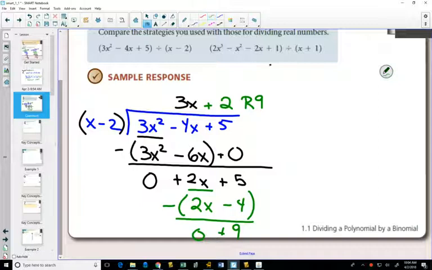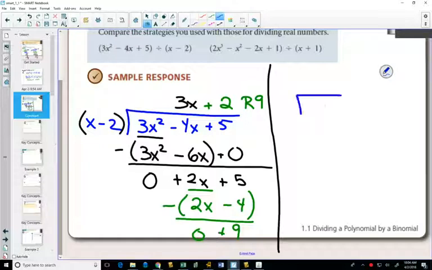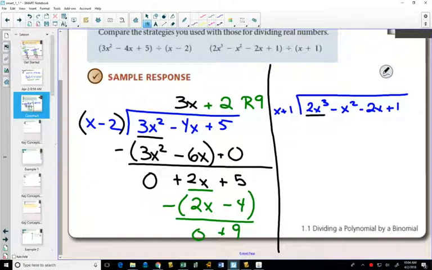So let's look, just so we can see another one. Start to see if you can see the pattern. Let's do the second one. So we're dividing 2x cubed minus x squared minus 2x plus 1 divided by x plus 1. And again, we're going to look at the biggest value, which is 2x cubed, and say, is there something that I could multiply this x plus 1 by to get 2x cubed?